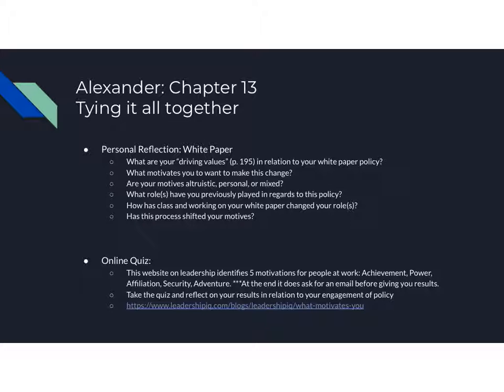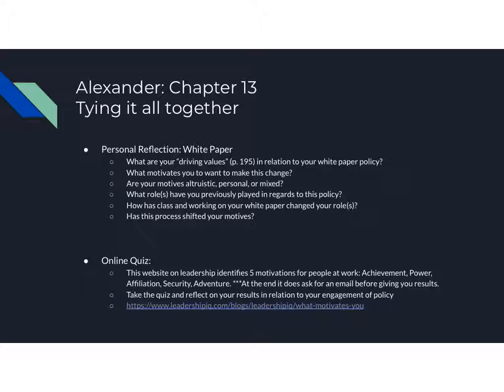I also wonder, what roles have I previously played in regards to my particular policy? So what roles have you previously played in regards to your white paper policy? I wonder how class and working through the white paper has changed your role and your own perceived power. Has this process of working on the white paper shifted your motives or your motivation? Has it shifted your roles? Has it shifted your perceived power?